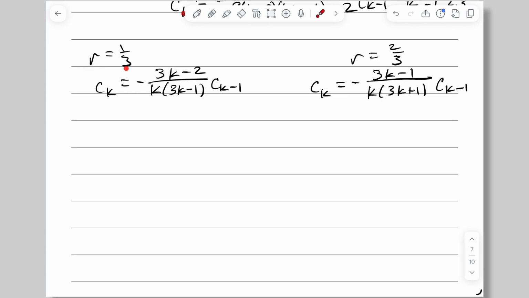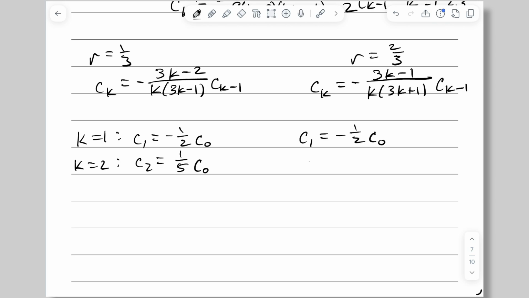For the indicial root r equals 1/3, when k is equal to 1, we get that c1 is equal to negative 1/2 c sub 0. When k is equal to 2, we get c sub 2 is equal to, when all is said and done, 1/5 times c sub 0. For the indicial root r equals 2/3, we have c1 is equal to negative 1/2 c sub 0, and c2 is equal to 5/28 c sub 0, using a simplifying and substituting process that we've seen in previous examples.